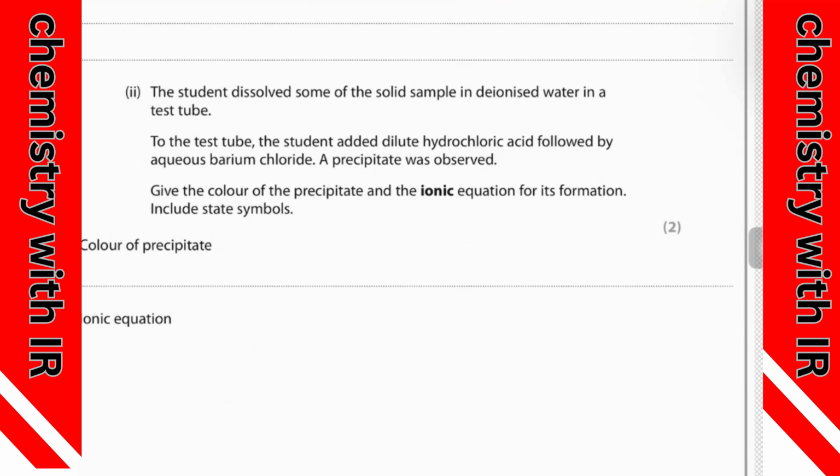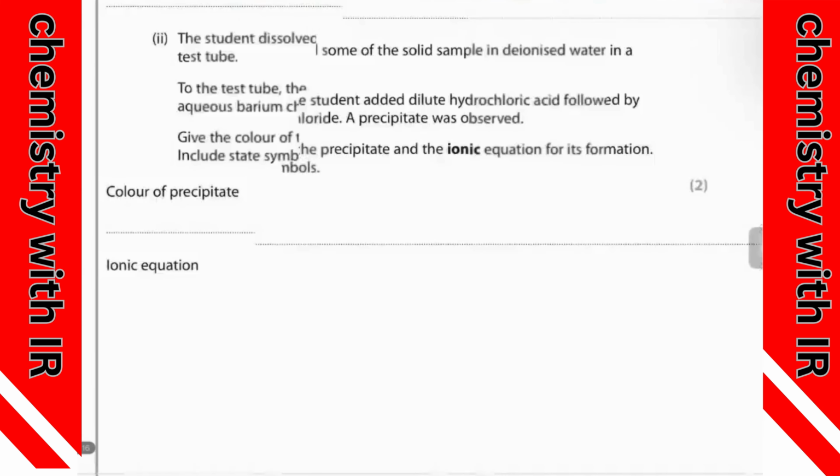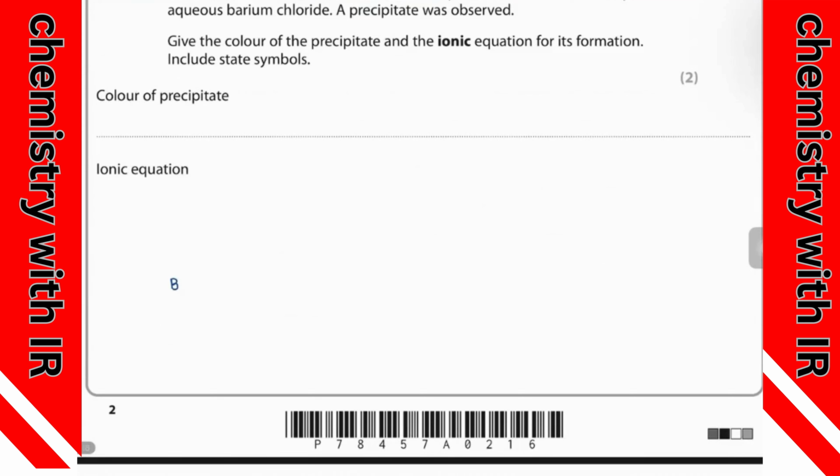So they have added barium chloride. I had potassium sulfate. So when barium chloride is going to react with potassium sulfate, that is K2SO4, as a result barium sulfate and KCl would be produced. You can see barium sulfate is a solid. As you know, barium sulfate is insoluble, so I can see the white precipitate.